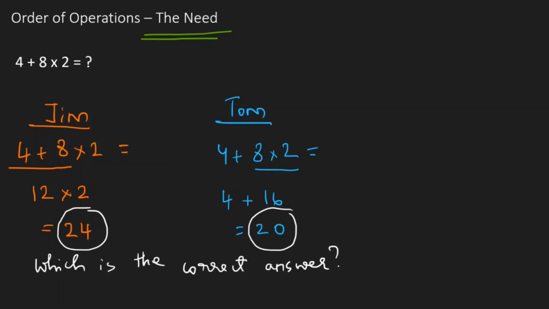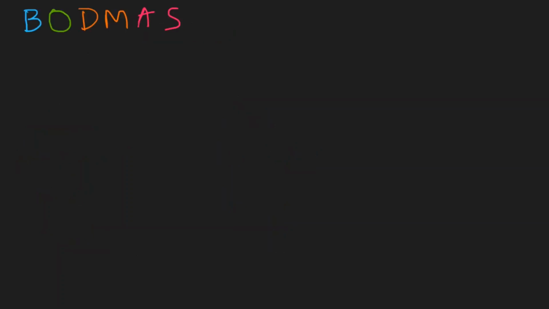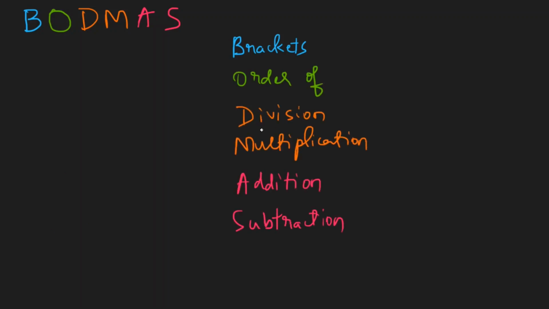Here we have seen a typical example of the need to define the order of operations. Whether addition has to be done first or multiplication has to be done first in this type of expression. This is of utmost importance so that across the world, if anybody tries to do this problem, they should be getting the same answer. Here comes the importance of the BODMAS rule. B stands for brackets, O stands for order of, D stands for division, M stands for multiplication, A stands for addition, and S stands for subtraction. This is the order of operations.